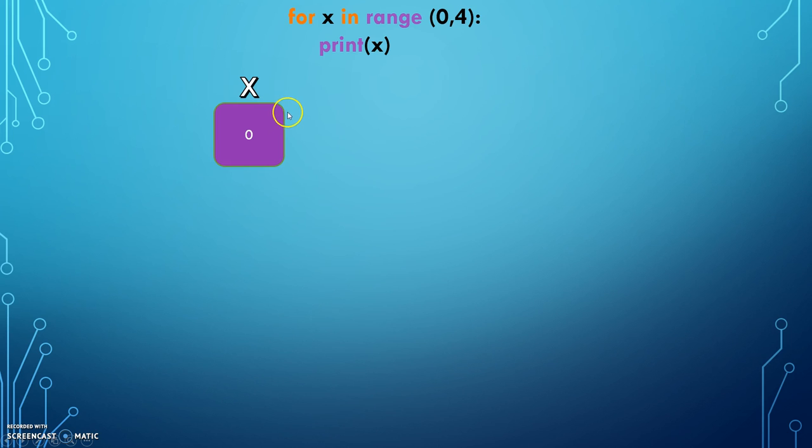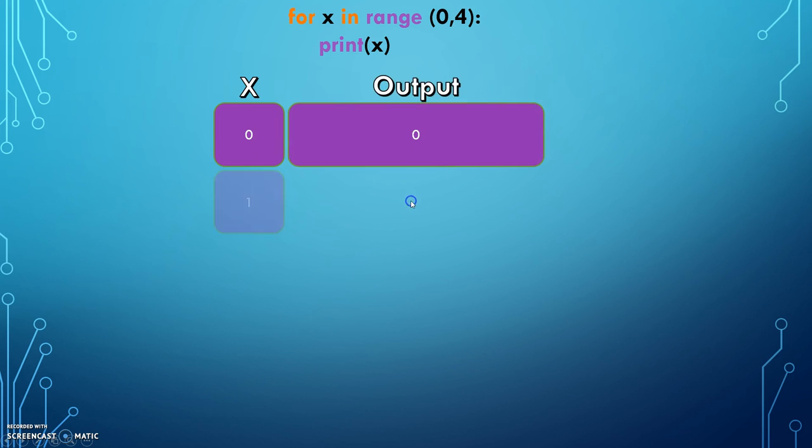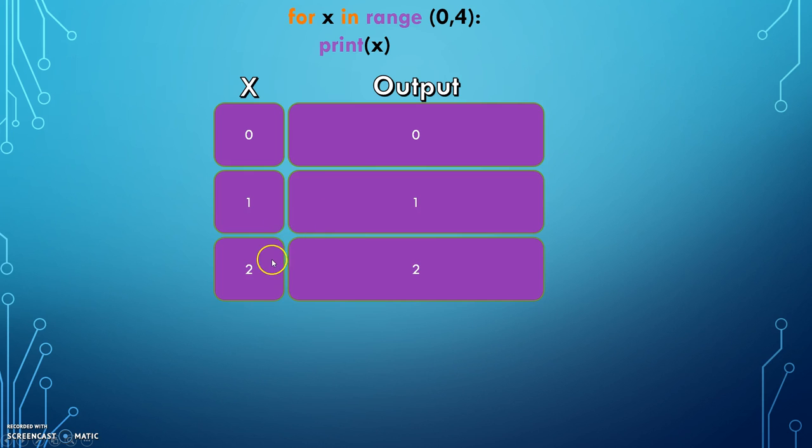So the first time we went through the loop, x is equal to 0, so it printed 0. Second time we went through the loop, x was 1, so we printed 1. The third time it was 2, so we printed 2. And the fourth time it went through, the value was 3, so we printed 3.